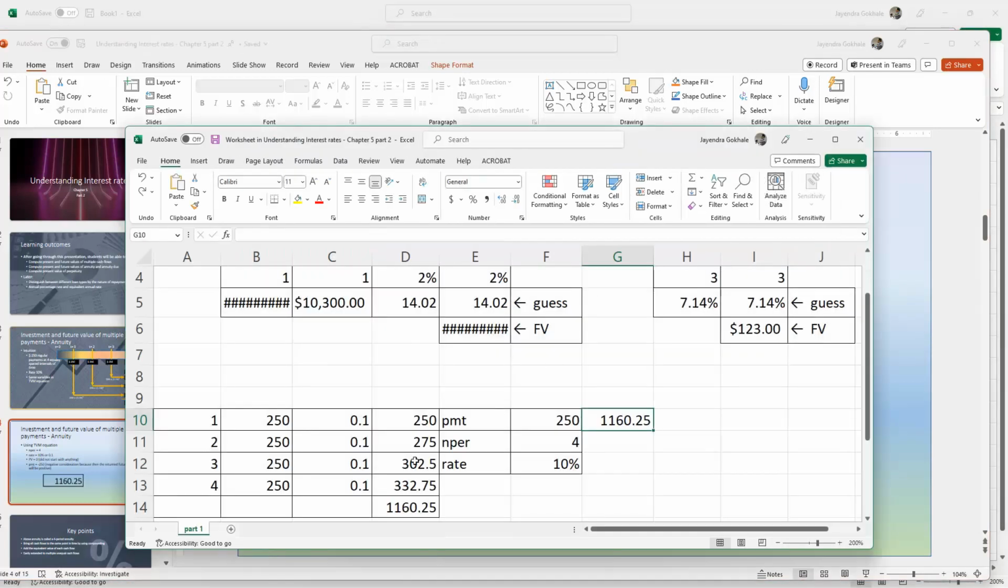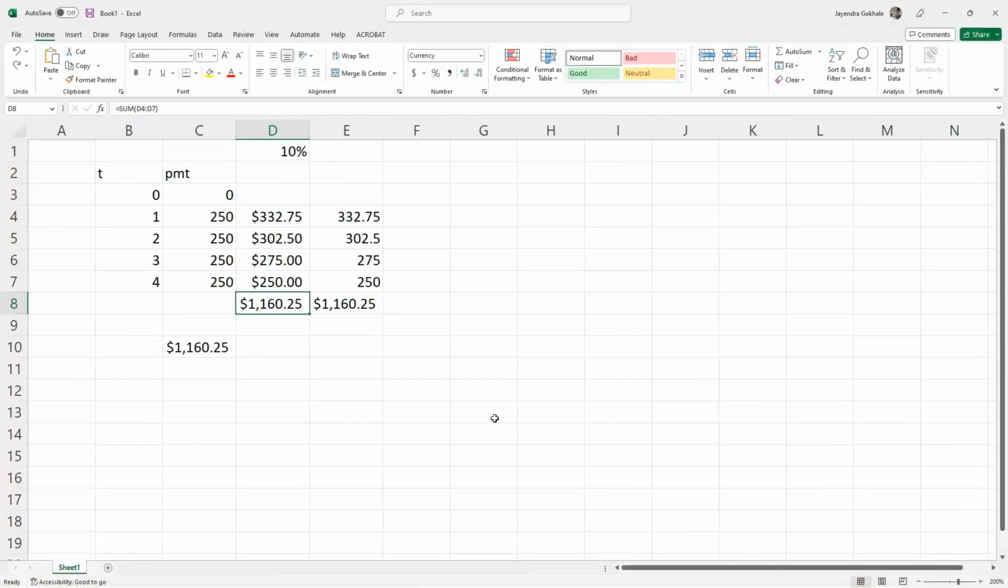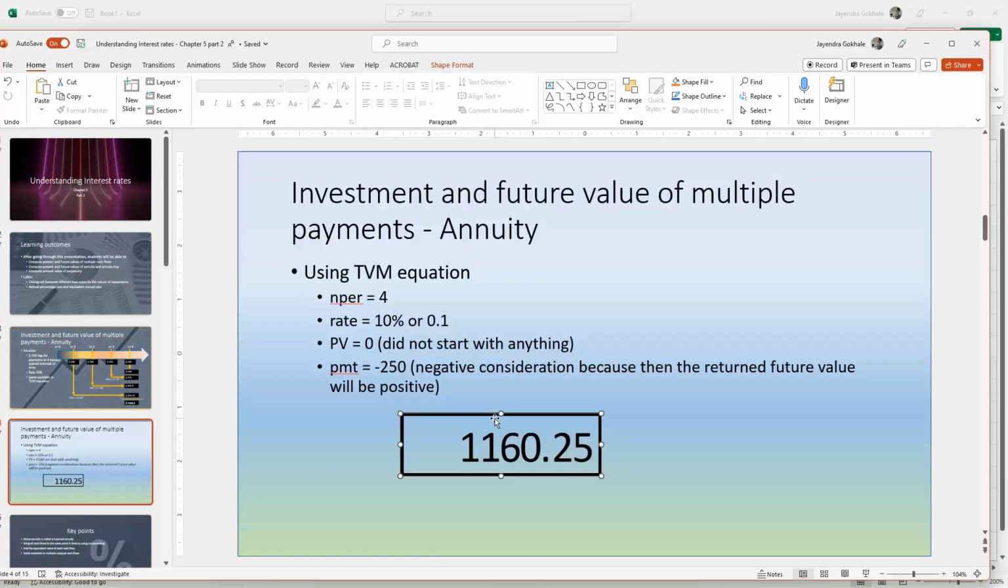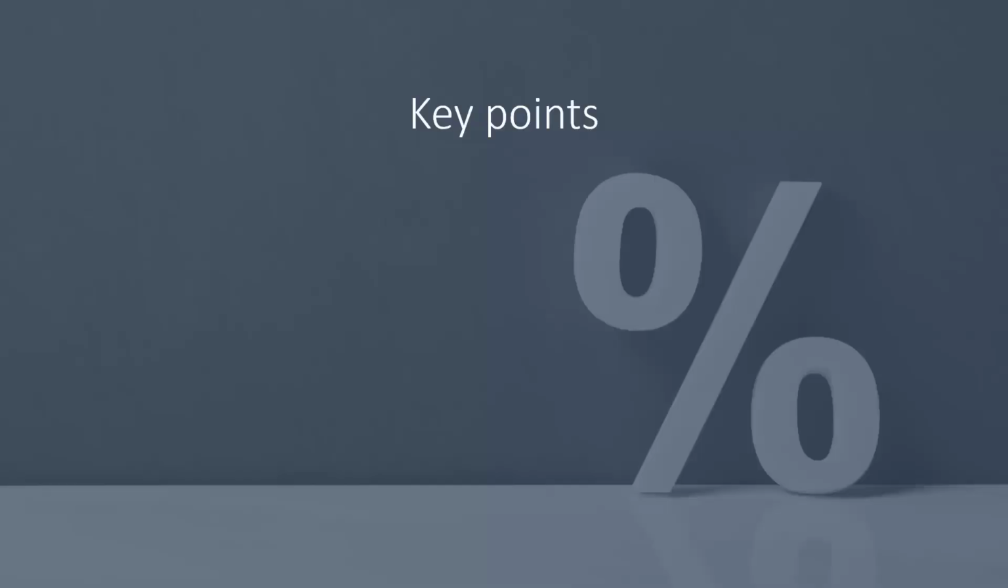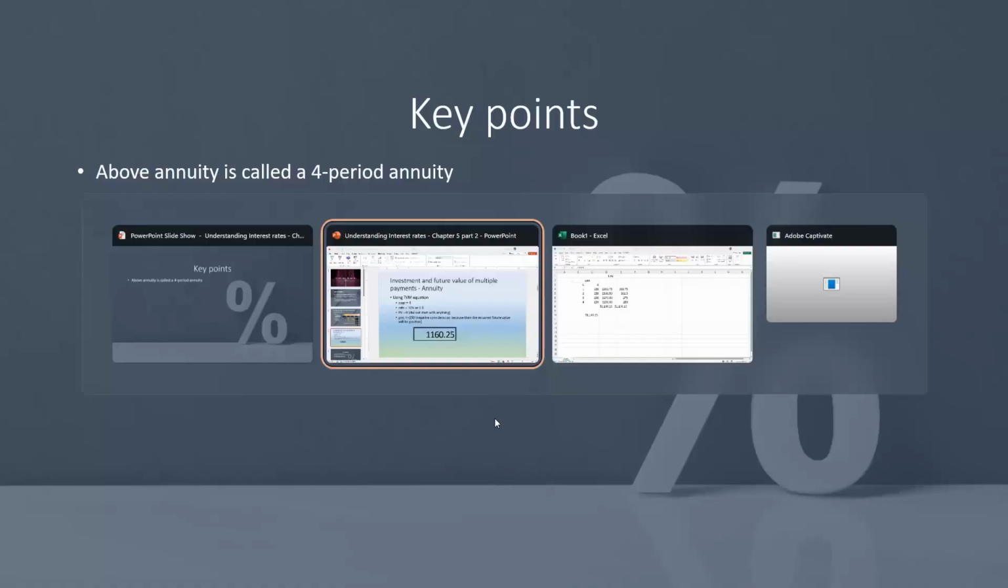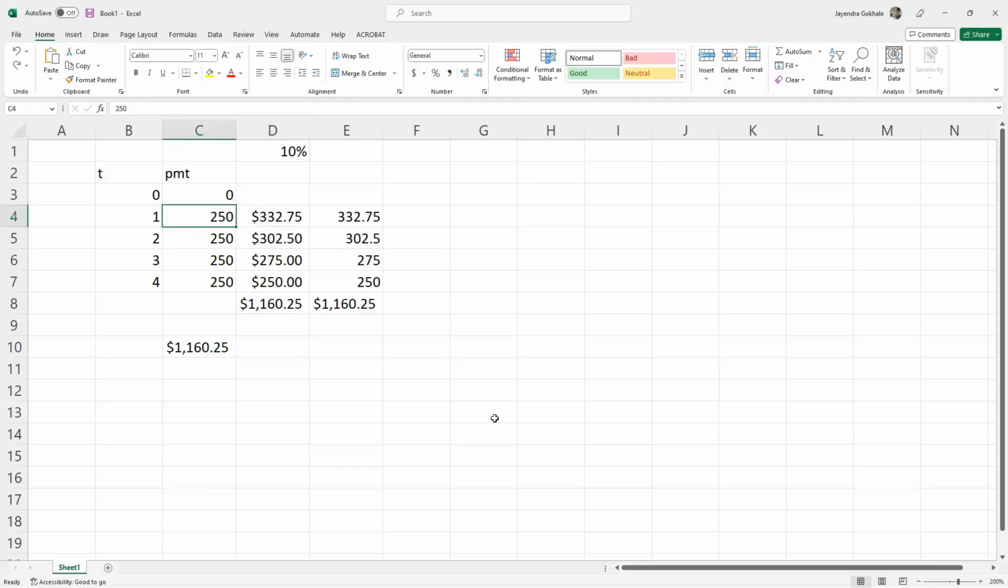When you open it, you will see all the calculations being laid out. Okay, close that, and let's go back to work. So now to summarize, the key points are, this is called a 4-period annuity. It starts today. It starts at t equals 0, but there is no cash flow available.